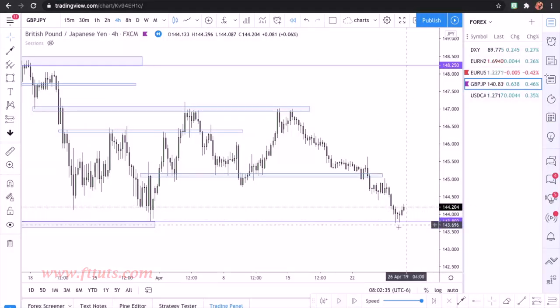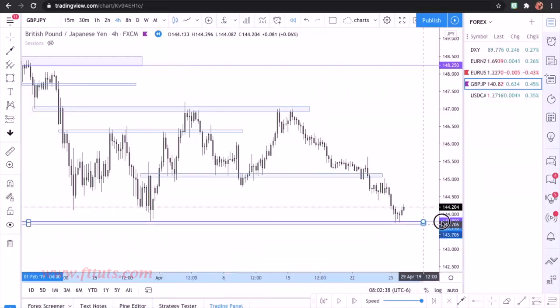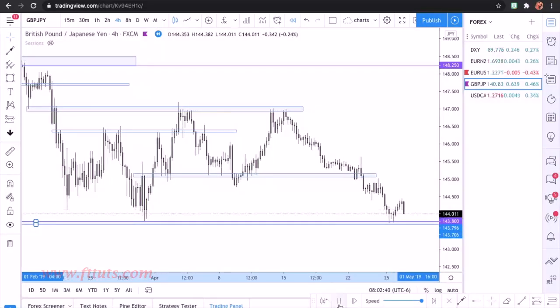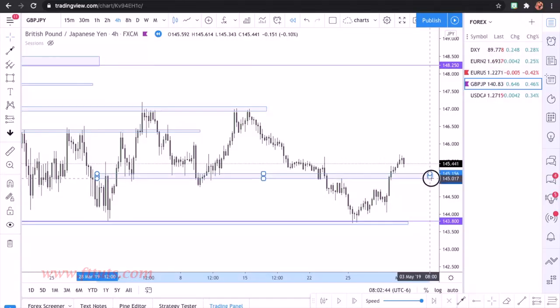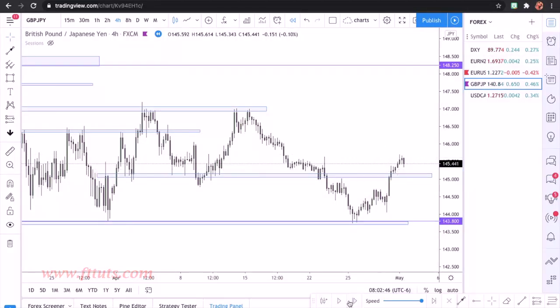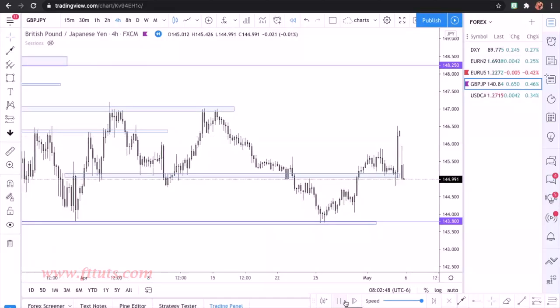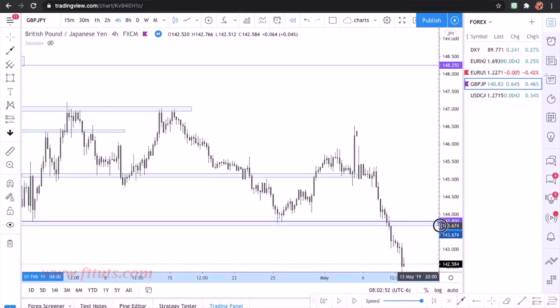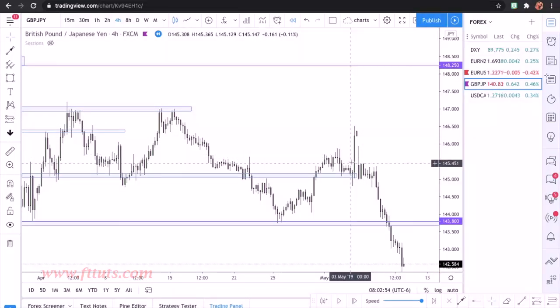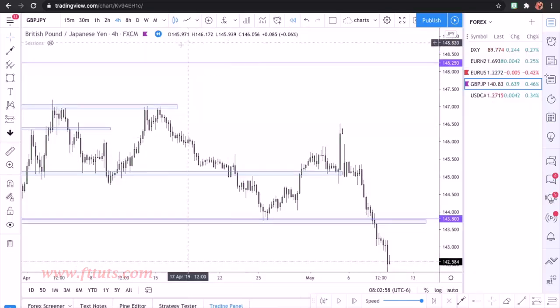Then we're back down to this level. It comes back down to the 143.8 and rejects from it once more. And then it ends up breaking that 143.8. So then we have a gap here over the weekend, and then what ends up happening is it literally just keeps dropping.